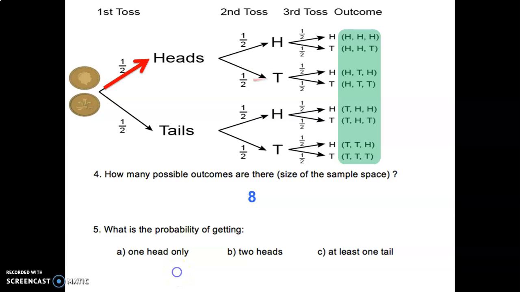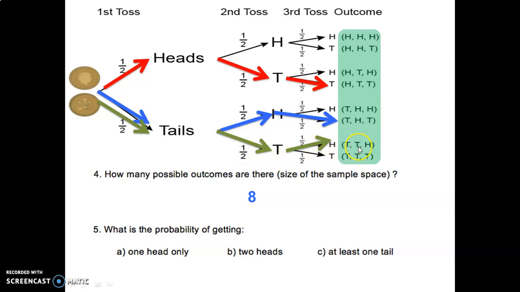One head only is this path, for example, head, tail, tail, or tail, head, tail. That leads to one head only right here. Or tail, tail, head. That also leads to one head. So there are 3 possibilities: this one, which has one head, this one, and this one. So 3 out of the 8 paths lead to one head only. So there's our probability of getting one head only.